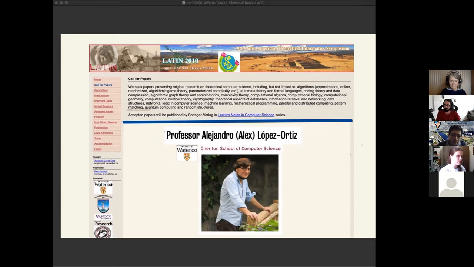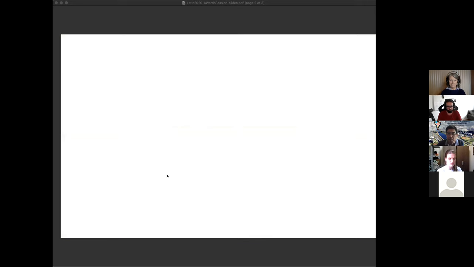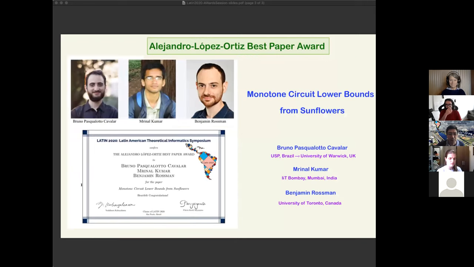For the Latin 2020 edition, the program committee members were invited to vote on the papers of their choice in two rounds. The two PC co-chairs did not vote. A short list of three papers was produced in the first round, and the winner was chosen in the second round of voting. And the Latin 2020 Alejandro Lopez Ortiz Best Paper Award has been awarded to the paper, Monotone Circuit Lower Bounds from Robust Sunflowers by Bruno Pasqualotto Cavallar, Marino Kumar, and Benjamin Hosman.